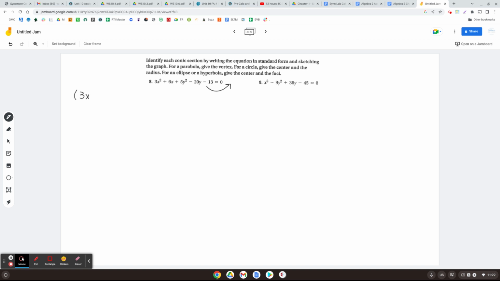So 3x squared plus 6x, and then I'm going to create a space, and then plus 5y squared minus 20y. I'm going to create a space, equals 13. Okay. Now, before I complete the square, I want to factor because I do not want to complete the square with our a not equal to 1.